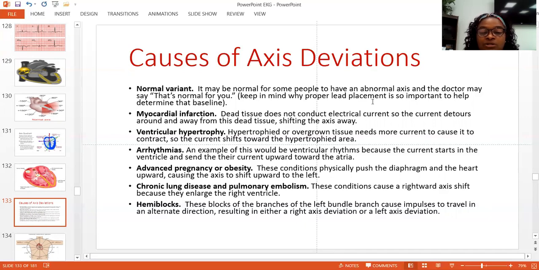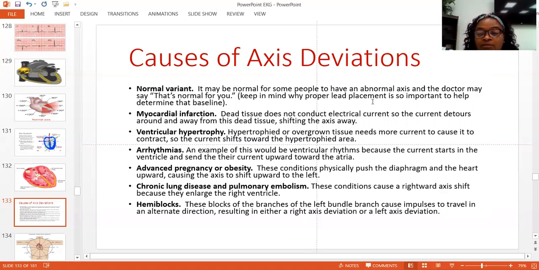Myocardial infarction or a heart attack. And we know that dead tissue does not conduct an electrical current. So that current is going to reroute itself around that dead tissue, okay, and shift that axis away. Ventricular hypertrophy. This is an overgrown tissue where you may hear them say that a person has an enlarged heart.